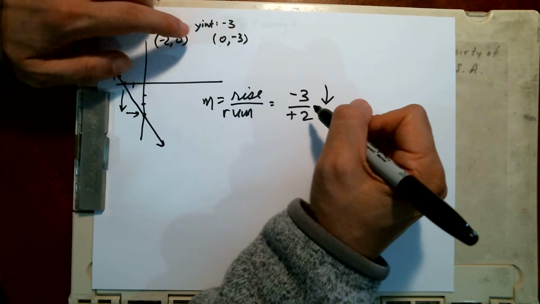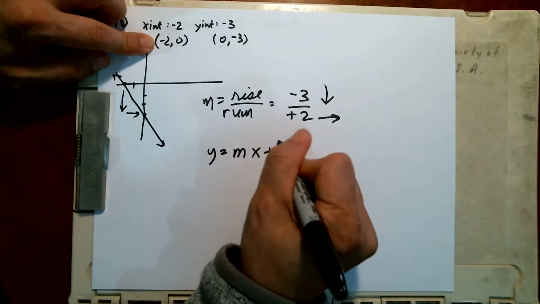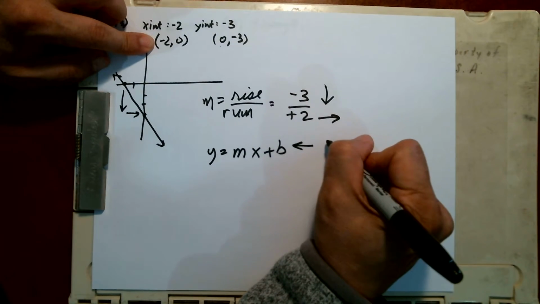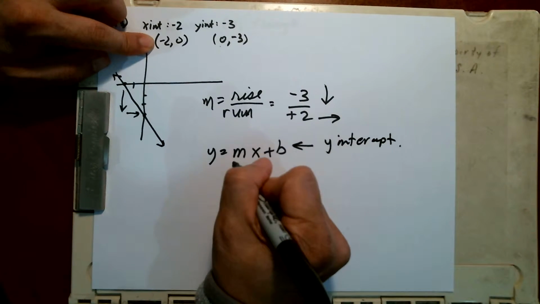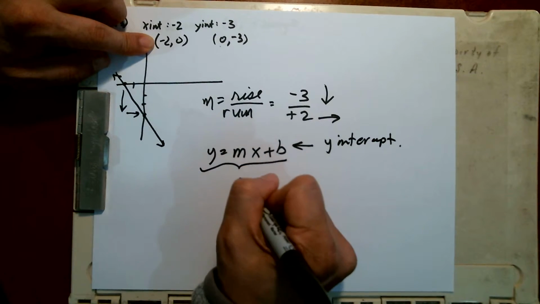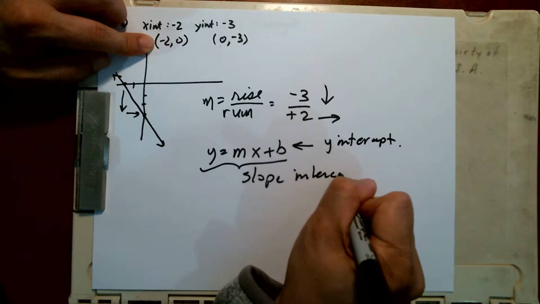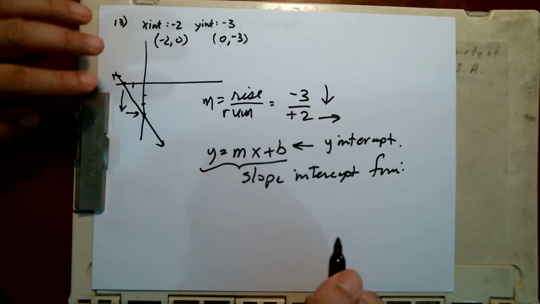Anyway, so that's your slope. And you can use this point or this. Oh, y equals, let's use mx plus b. Remember what our b value was? This is the y-intercept. In fact, that's your slope. So this equation is called slope-intercept form. I hope you remember that.